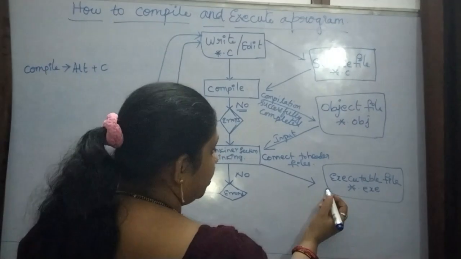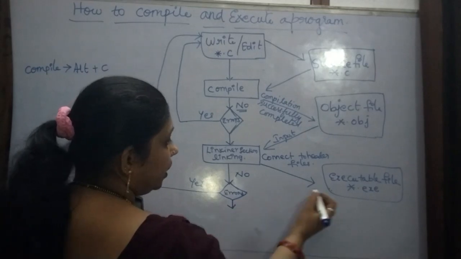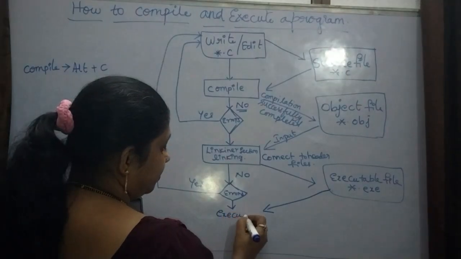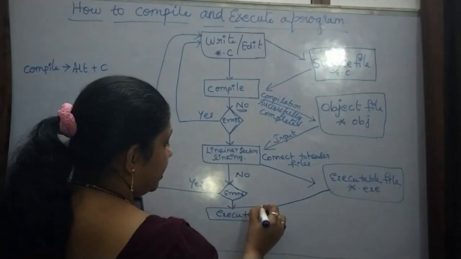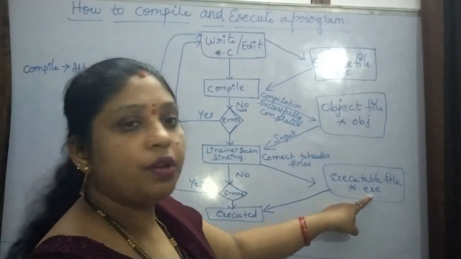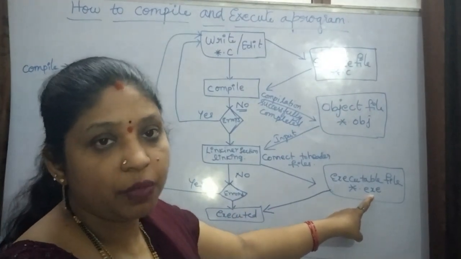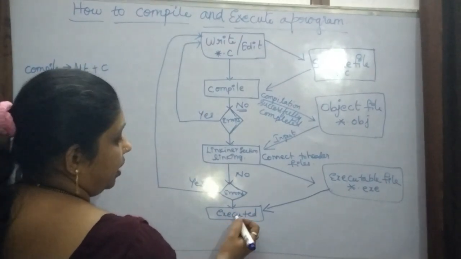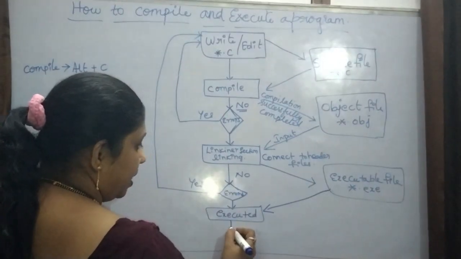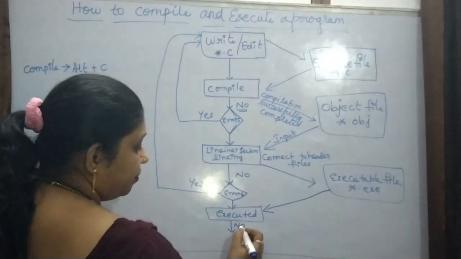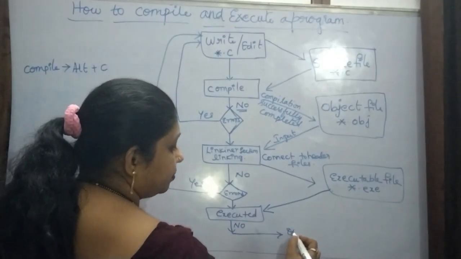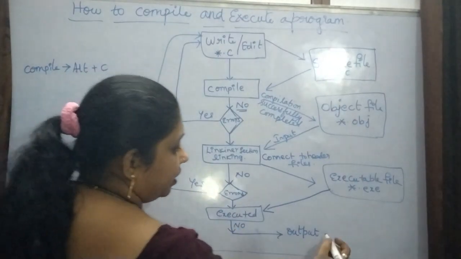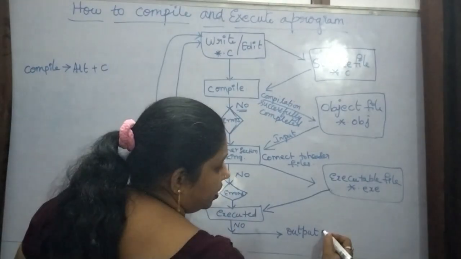Now what happens to this executable code? It is executed. Why is it getting executed? Because it has been changed to .exe, and it is easy for the operating system to execute. Here again, if any errors are there, they are found. If no errors, the output is displayed.